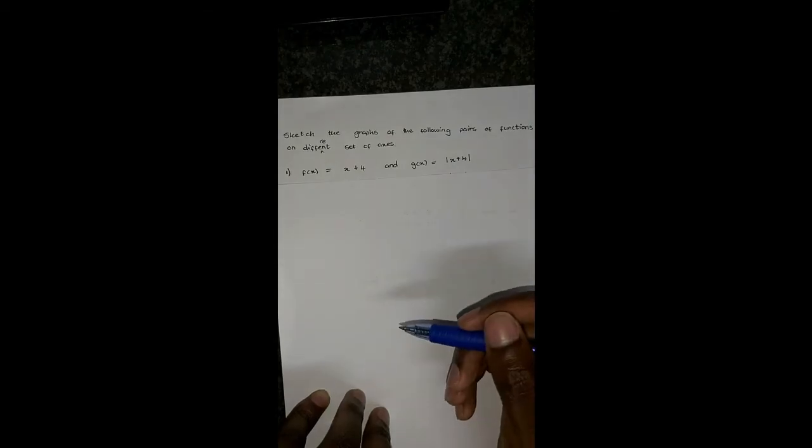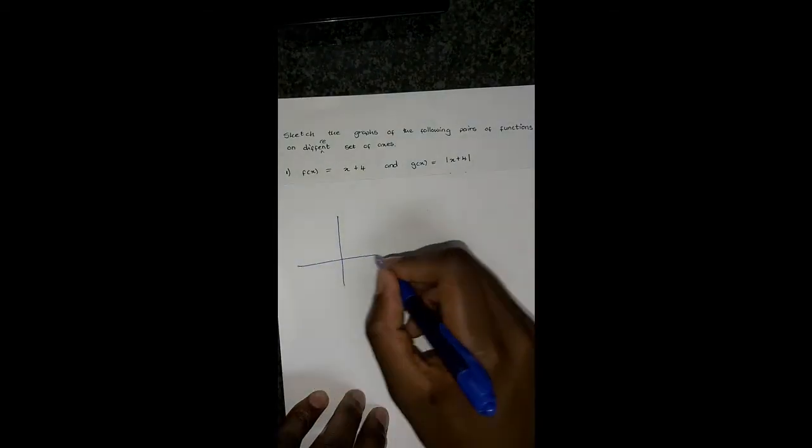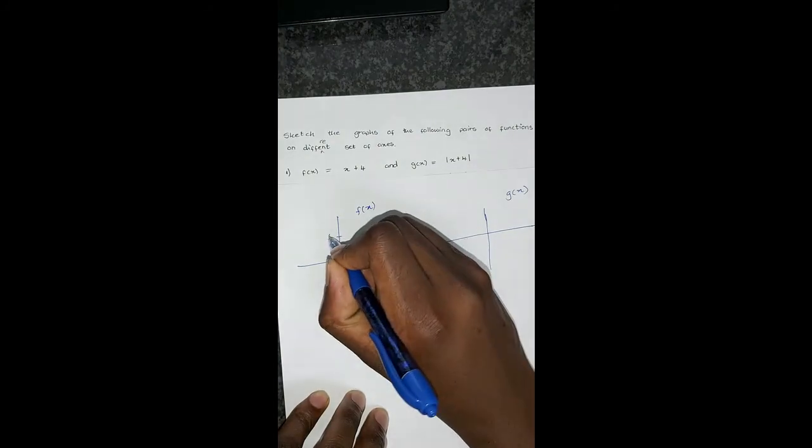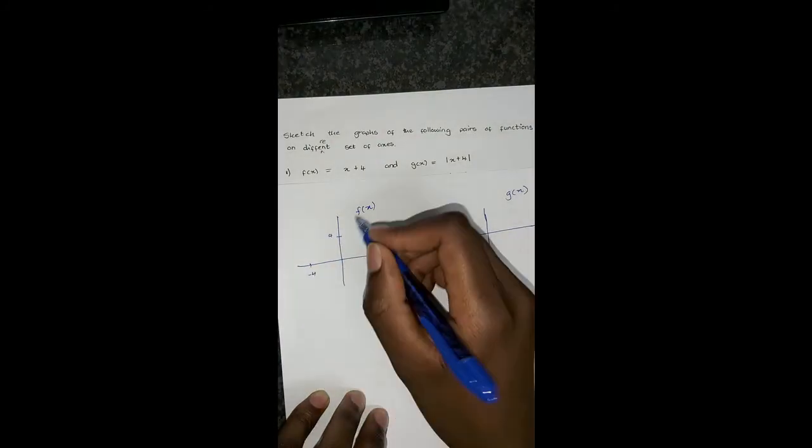Okay, so for the next group of questions, we are asked to sketch the graphs of the following pairs of functions on different sets of axes. So over here I'm going to plot g of x, and over there f of x. I'm going to have f of x being equal to x plus 4, and g of x being equal to the modulus, the absolute value, of x plus 4. Over here I'm going to have 4, and over there I'm going to have negative 4.